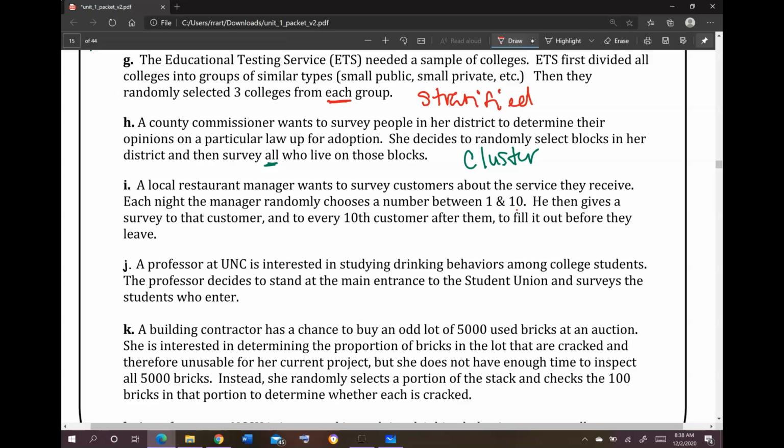All right, a local restaurant manager wants to survey customers about the service they receive. Each night the manager randomly chooses a number between 1 and 10. He then gives a survey to that customer and to every 10th customer after that to fill out before they leave. Well, every 10th customer, yes, he chose a number between 1 and 10, but he chose where to start first. Then he did every 10th customer. So that is going to be systematic.